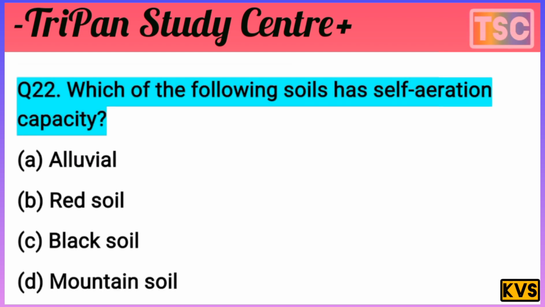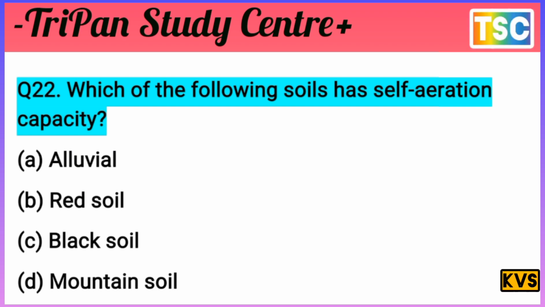And the next question on your screen: which of the following soils has a self aeration capacity? That's an important question. The A option is alluvial, B is red soil, C is black soil, and D is mountain soil. First of all, take a few seconds and test your knowledge.